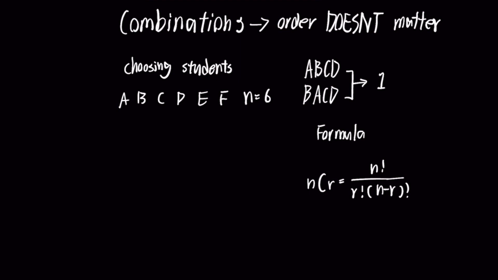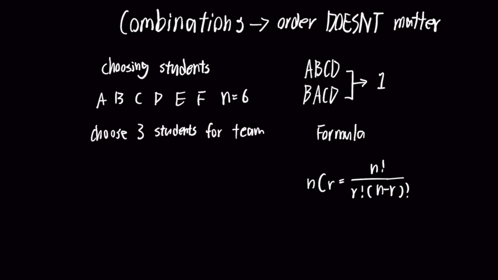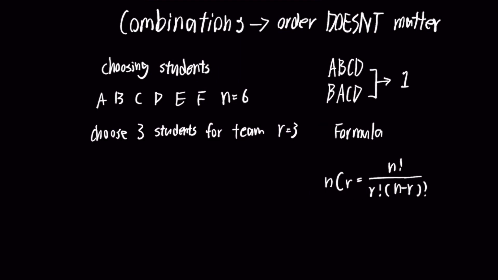And we want to choose 3 to be on a team. So that means that r equals 3. Okay, so we have 6 students and we want to choose 3 out of these 6 students. So we're going to do 6C3, which equals 6 factorial over 3 factorial times (6 minus 3) factorial.